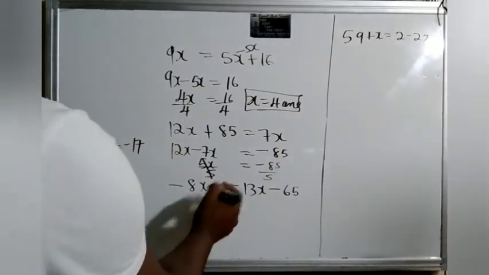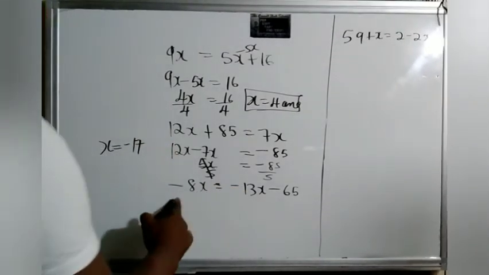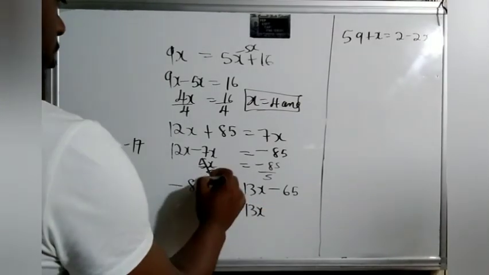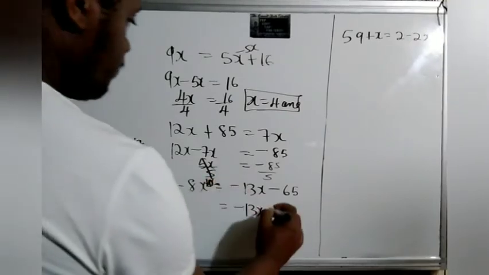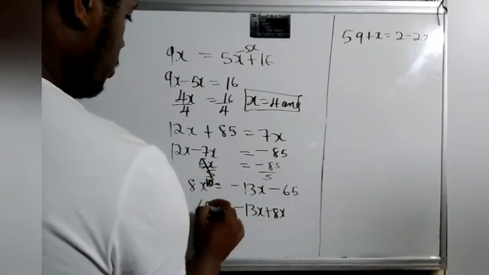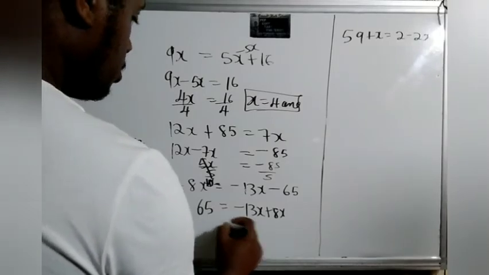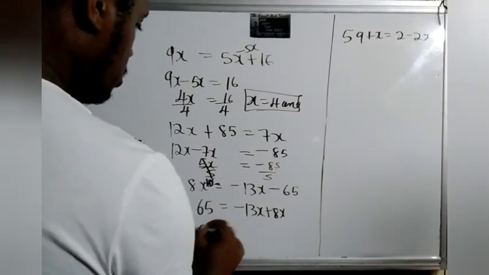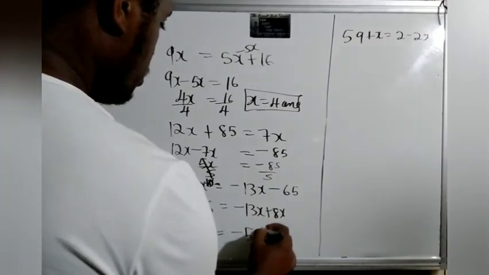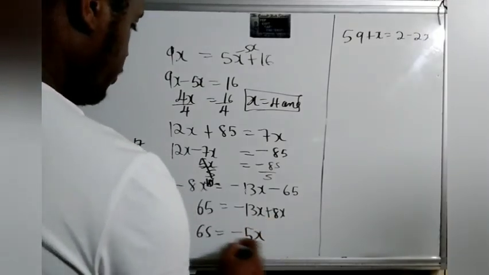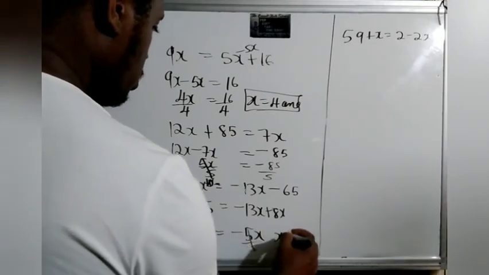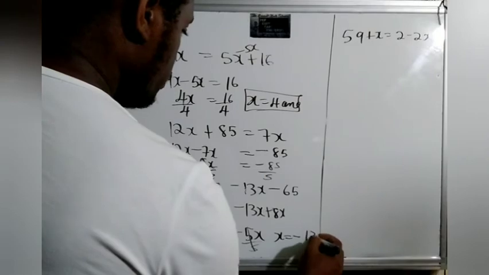Alright, this one now, same procedure, group them. So we have negative 13x. We're just going to add 8x to this side. And this 65 will become positive. So this will give us 65. This will give us negative 5x. Divide by 5. So x is equal to negative 13.